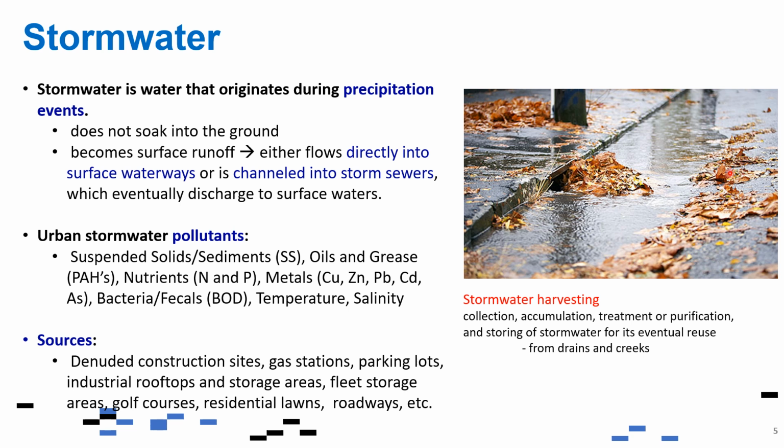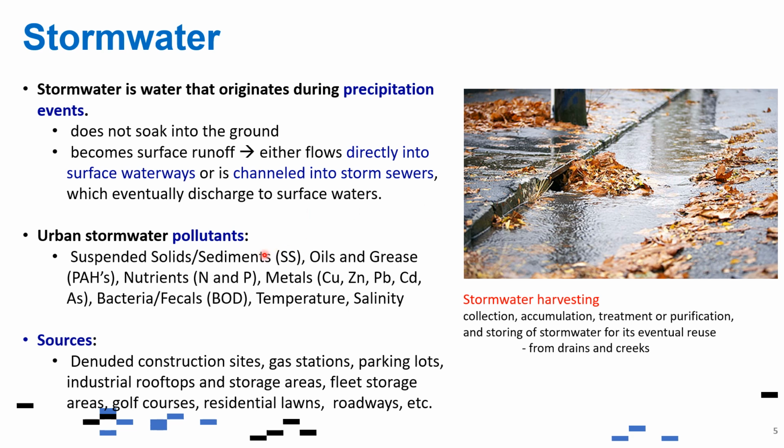Like these leaves here, there are a lot of sediments also that are carried away by the stormwater in the drain. These are waters that do not really soak into the ground, become surface runoff, and go directly to your sewer system or directly to waterways, or are channeled into storm sewers, and eventually discharged to the surface water as well. So these are from precipitation events.